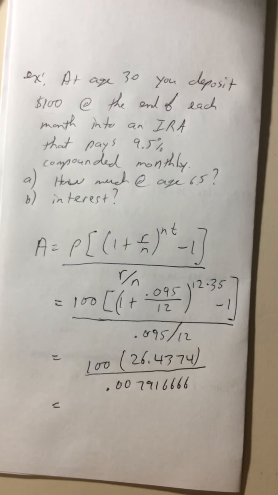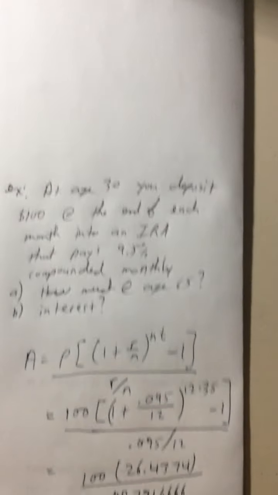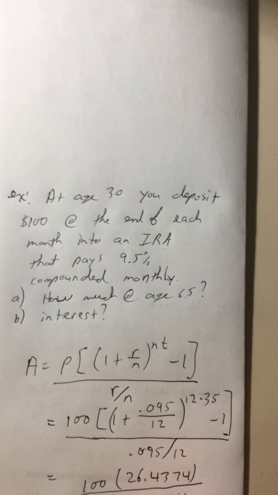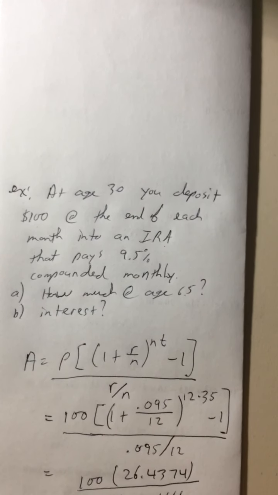0.00791 and a whole bunch of sixes, equals 333,946.30. So that's what we have at the end of our 35 years, and so you can see that even those 5 extra years makes a very big difference.